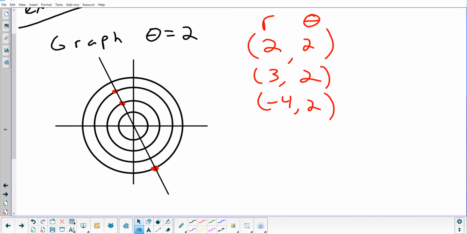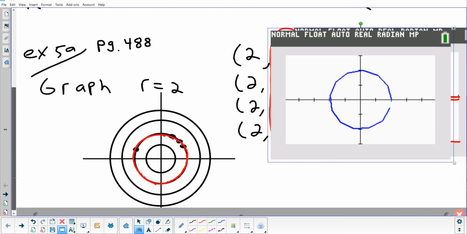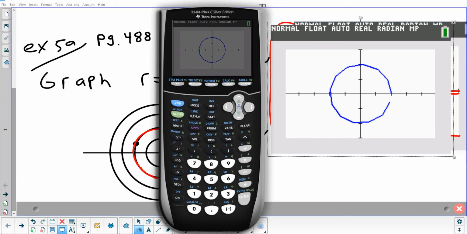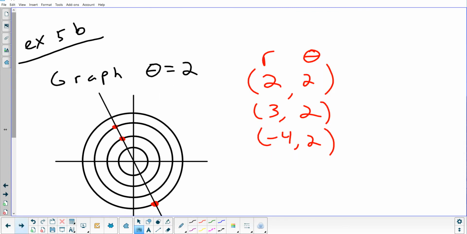You can't graph this on the calculator. The circle one, obviously you can. We did. The reason you can't graph the other one is because in polar, the calculator always sets it up as r equals. You can't change it to theta equals. That'd be like in function notation, changing it to x equals. Well, you can't. It's always y equals. You can't do anything about that. Okay, so you can't graph the second one on the calculator.